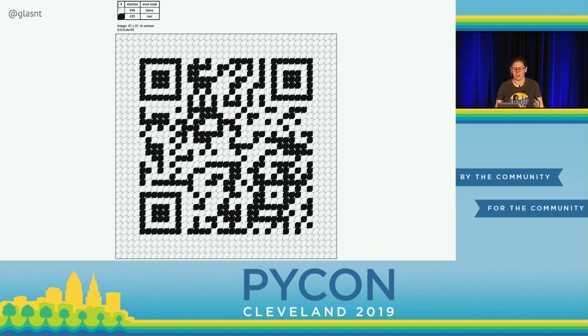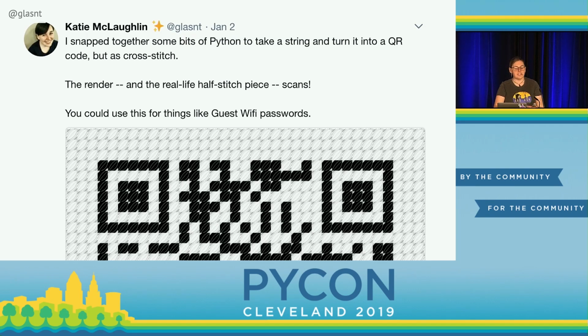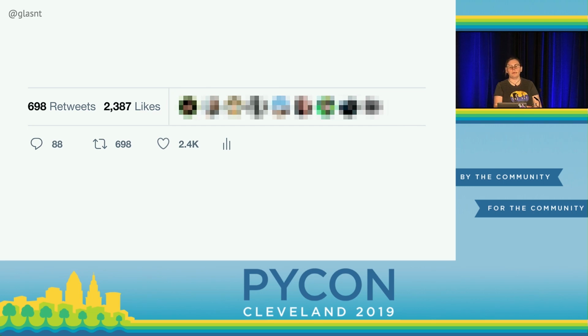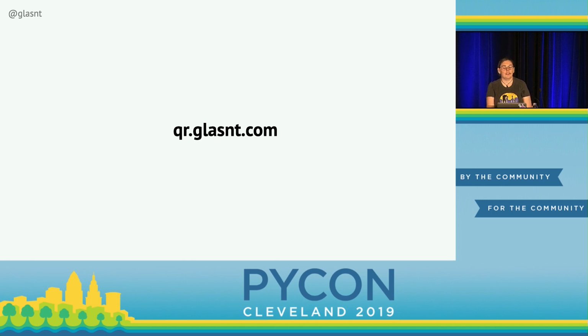Are you silly? So I clipped together these particular bits of Python about 18 months ago now and tweeted about it, saying that I had this thing that would make cross-stitch charts of your QR code, and that was a little tiny bit popular, and it got a little bit of attention. And because peer pressure is a thing, I made it into a CLI. And then, because peer pressure is also a thing, I've also hosted that up on Google Cloud Run as qr.glazen.com. You give it a string, it will give you a cross-stitch chart.